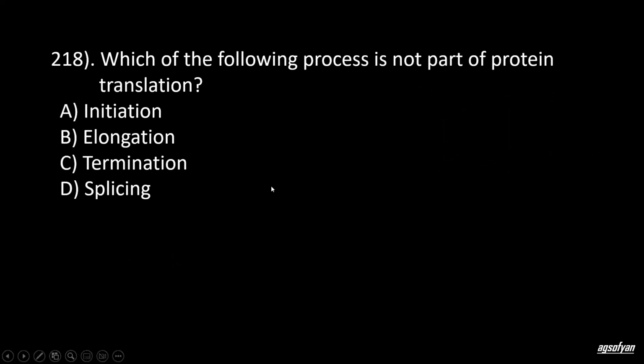Which of the following processes is not part of protein translation? Initiation, elongation, termination, or splicing. Remember, translation has 3 steps, which are initiation, elongation, and then termination. Splicing is not. Splicing is part of the messenger RNA processing.